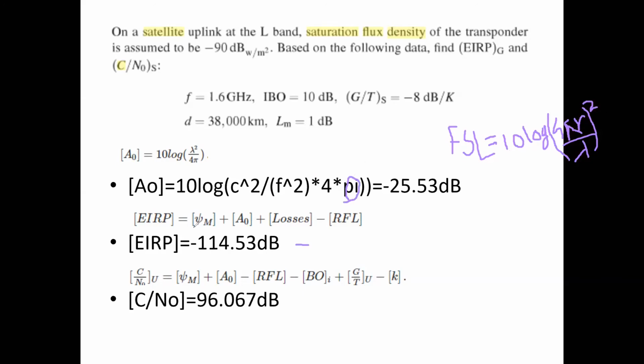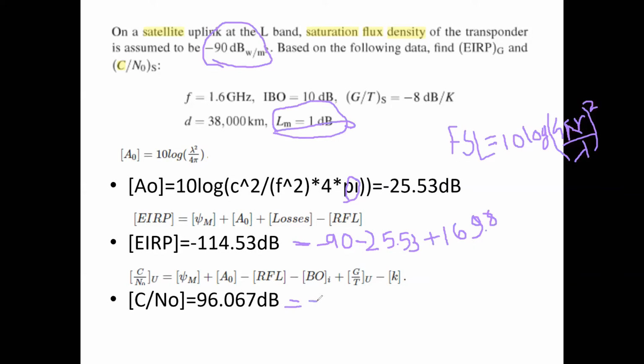Psi of m, psi of m is already given, minus 90 dB watt per meter square. Minus 90 minus 25.53 plus the FSL. FSL is coming out to be 169.8. Now it is minus 90 minus 25.5 minus back off, that is 10, plus G by T, that is minus 8, minus of minus 228. How much does this answer come to? 95.07 dB. I got approximately the same answer, right?